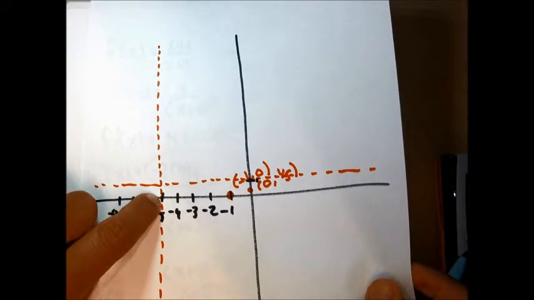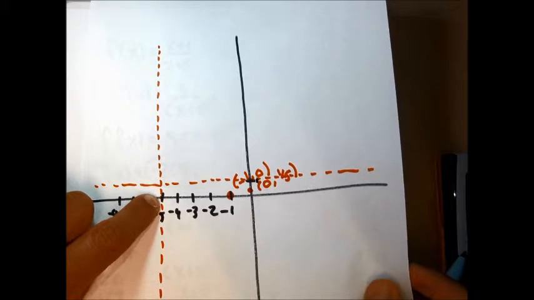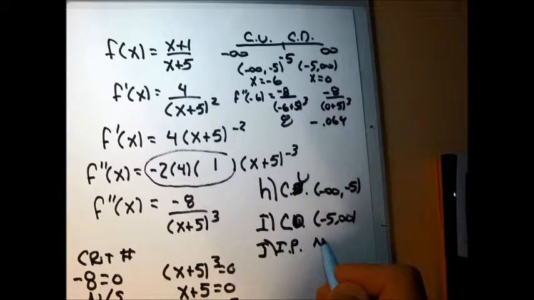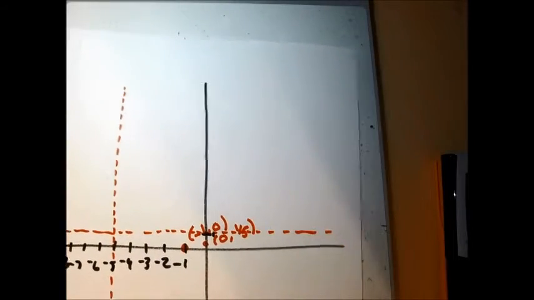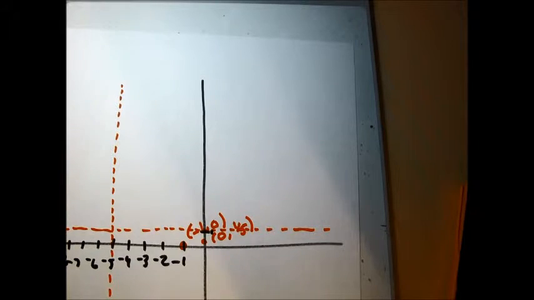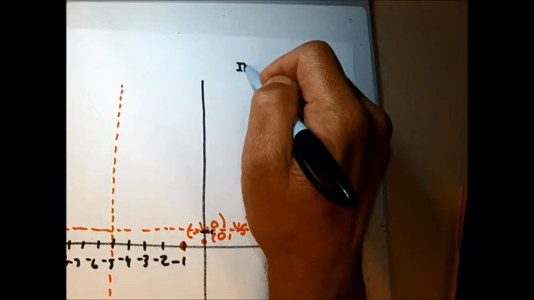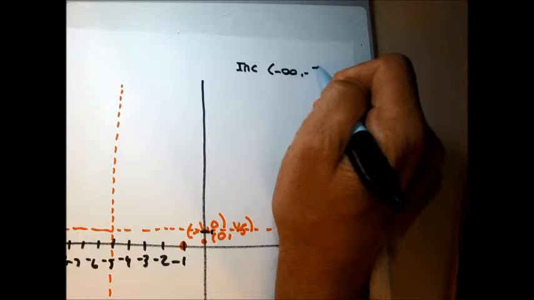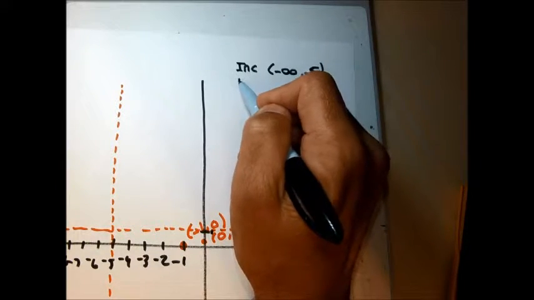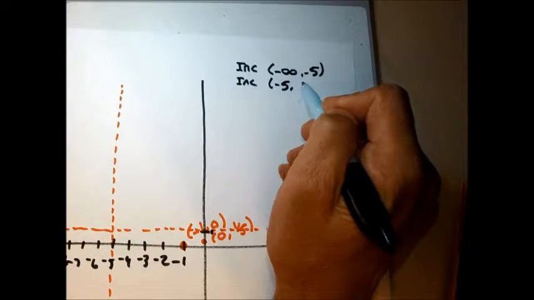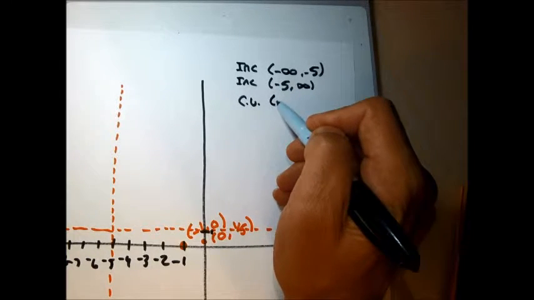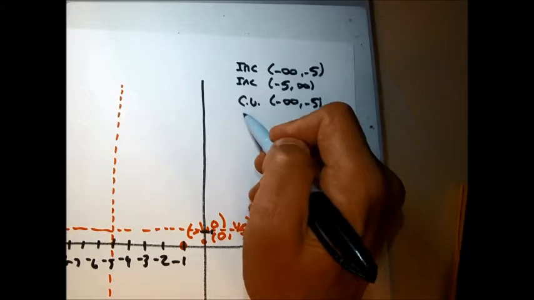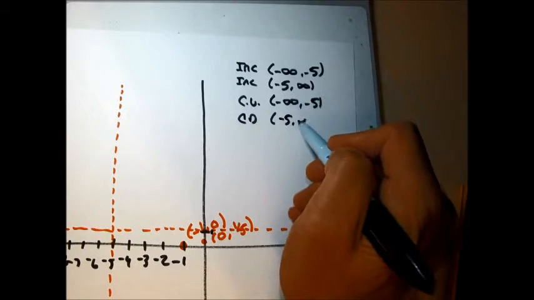There's an asymptote at negative 5, so there won't ever be an inflection point across a vertical asymptote, so there's going to be no inflection point. So now I don't really have anything to add to my graph, but I need to make sure it shows everything it needs to show. Specifically, it's increasing from negative infinity to negative 5 and drawn to the asymptotes. It's increasing from negative 5 to infinity and drawn to the asymptotes. It's concave up between negative infinity and negative 5, and it's concave down between negative 5 and infinity.